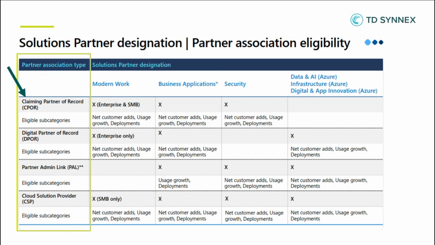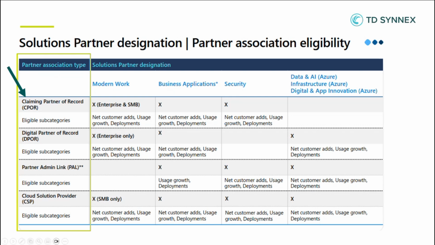CPOR allows for partners to be recognized for servicing a customer's cloud environment. Partners initiate a claim in Partner Center, and it is validated by both Microsoft and your customer. CPOR, claiming partner record, counts for modern work enterprise and SMB, business applications, and security. Digital partner record, DPOR, is where the end customer subscription owner associates your partner NPN ID to the subscription. It's generally used for EAs.